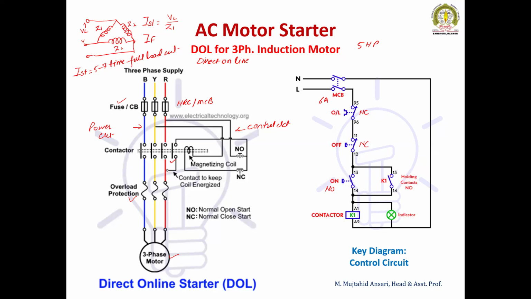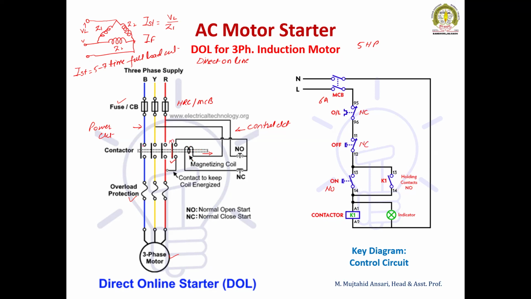In parallel, we are connecting a holding contact. So this is the holding contact K1. So holding contacts are there, which are normally open. And now there is a contactor coil. This is the electromagnet coil, which will attract the plunger in this direction. As soon as it gets the supply, it will attract the plunger.